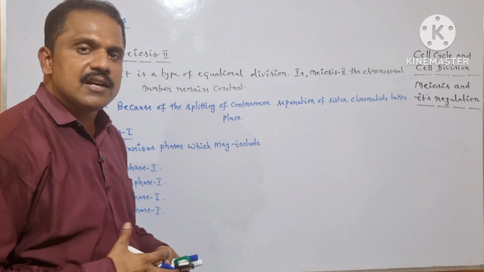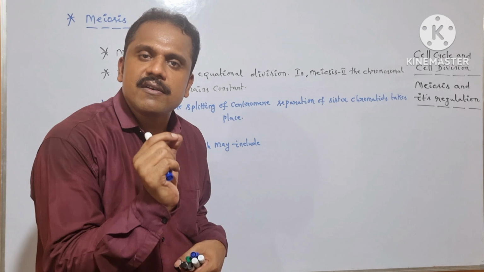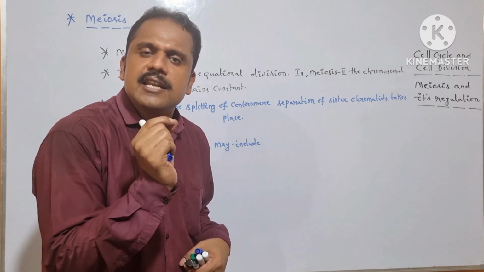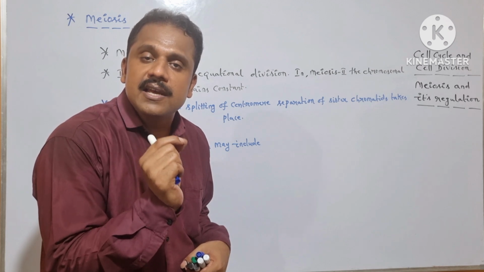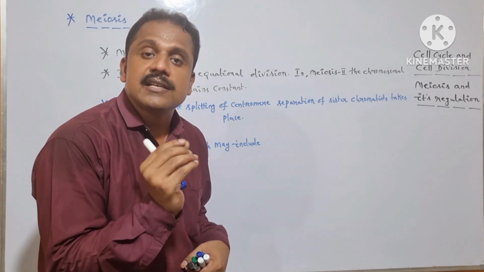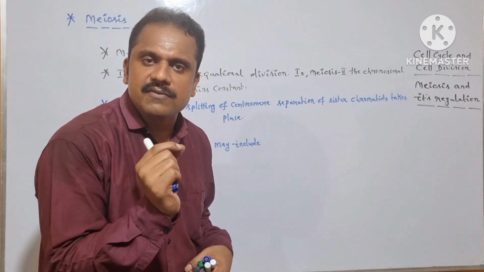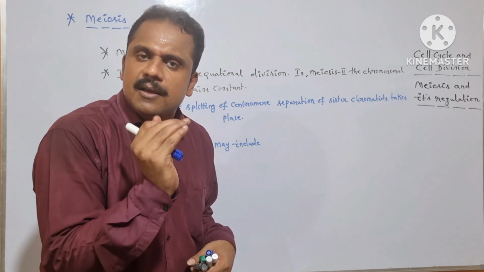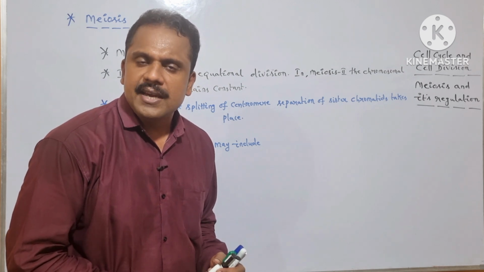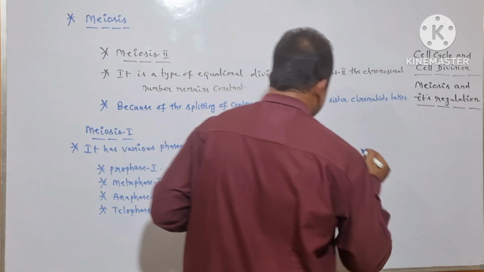So here the prophase 1 of meiosis 1 is typically much more complex in comparison with the prophase of the mitotic cell division. And basically the prophase 1 of meiosis 1 has various stages. So what are the various stages of the prophase 1 of meiosis 1? They include leptotene, zygotene, pachytene, diplotene and diakinesis. Is it clear? So let me write it here.